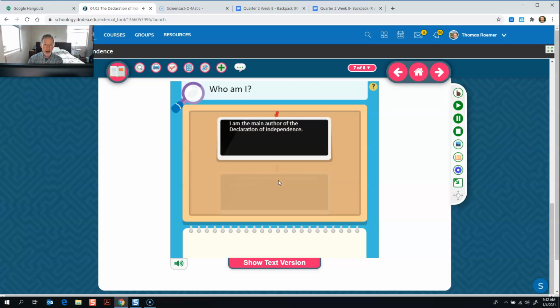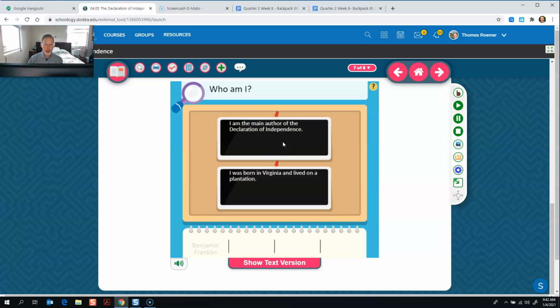Okay, who am I? I am the main author. So we're talking about a person, main author of the Declaration. And this person was born in Virginia. Was it Benjamin Franklin? George Washington, I believe, was out fighting. Sam Adams and Thomas Jefferson. If you remember, Thomas Jefferson was born in Virginia. He was the main author of the Declaration of Independence, and he's also the youngest on the team.